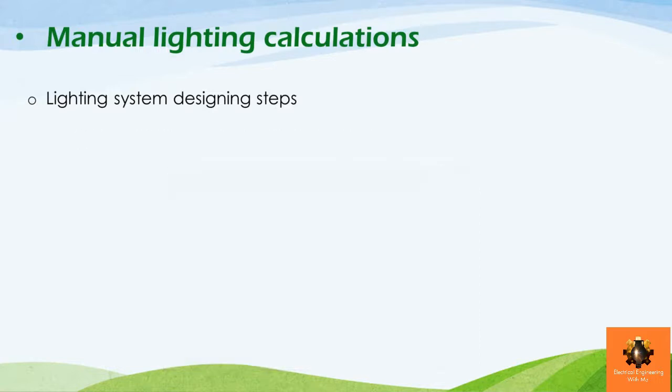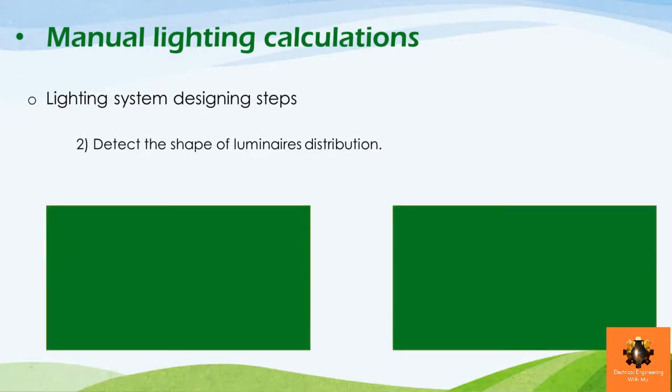Also, the second step is to detect the shape of the luminaires distribution. This is because if we decided that we need, for example, 6 luminaires, this will not be enough, as the number of luminaires can have different shapes of distribution across the ceiling of the room.